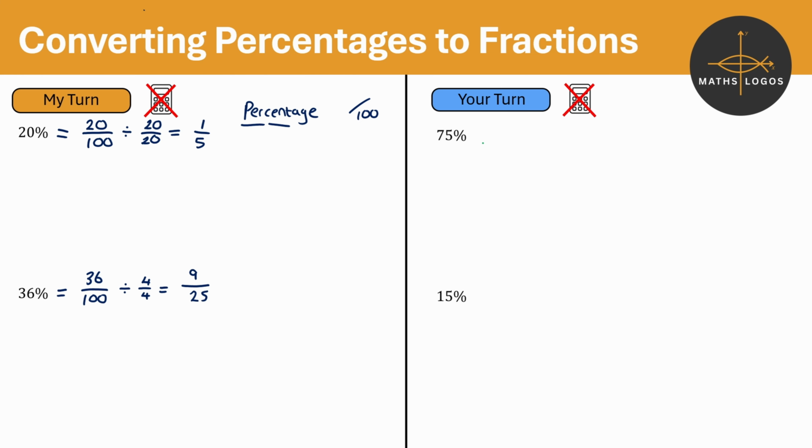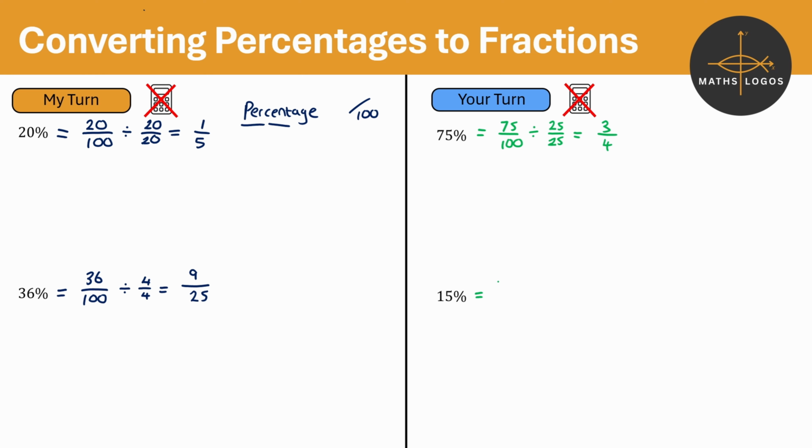All right, let's run through it. So 75% is 75 out of 100. 75 and 100 share a highest common factor of 25. 75 divided by 25 is 3, and 100 divided by 25 is 4.